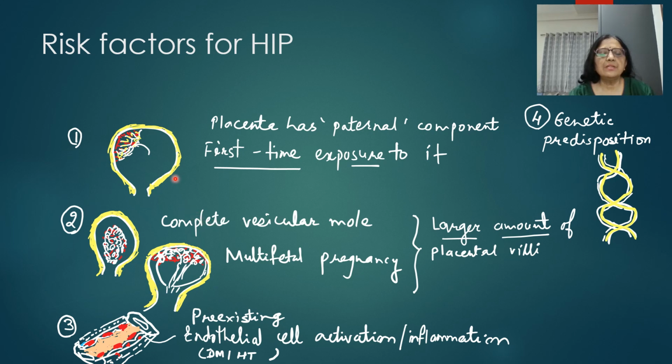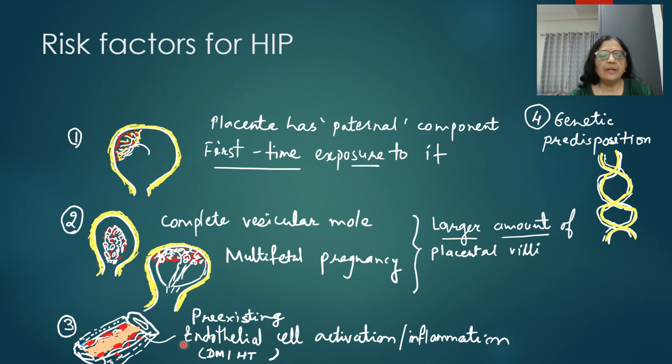Now, whether a fetus is necessary for development of hypertension in pregnancy, the answer is no, because in complete vesicular mole there is no fetus, and still it is one of the most high risk factors for earlier development and severe development of hypertension in pregnancy, and that is why we know that a fetus is not necessary. What is there is mainly the number and first time exposure to the chorionic villi, because in chorionic villi there is also paternal genetic component. Chromosomal contribution is there.